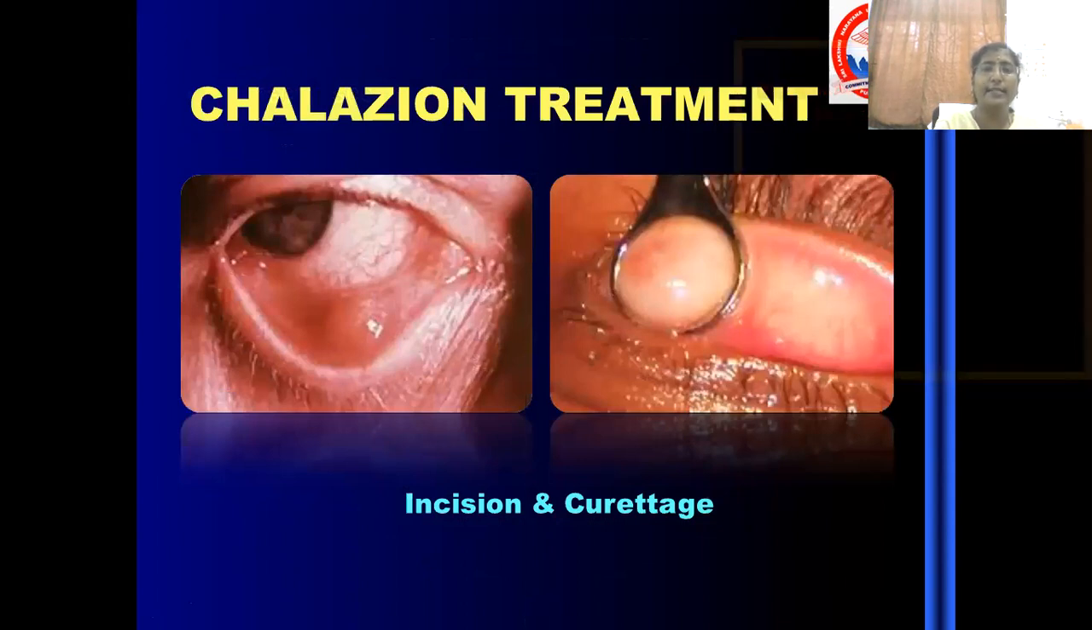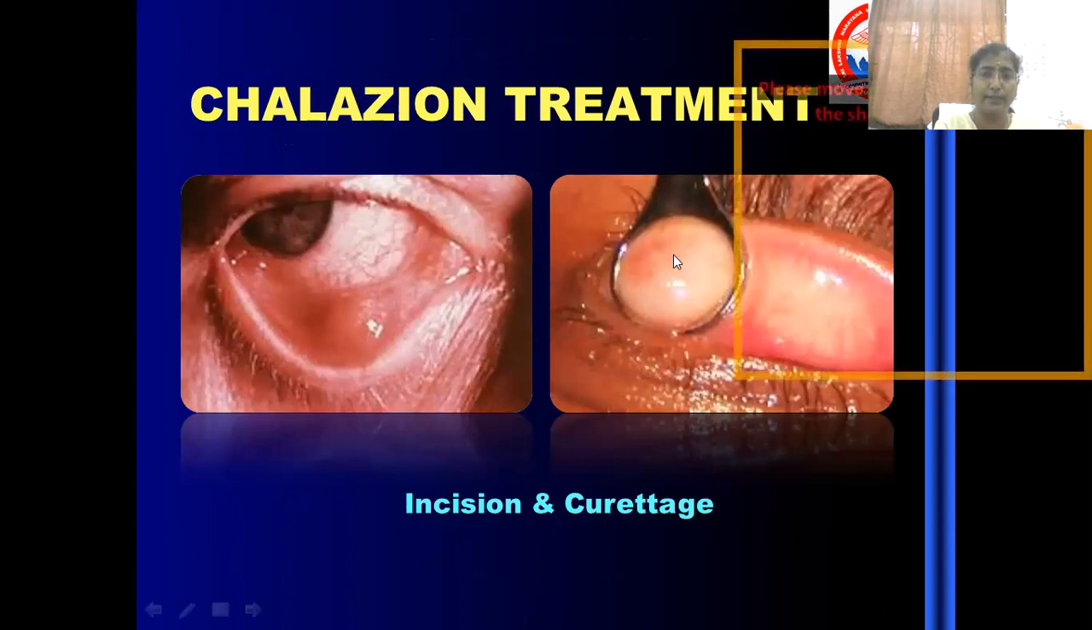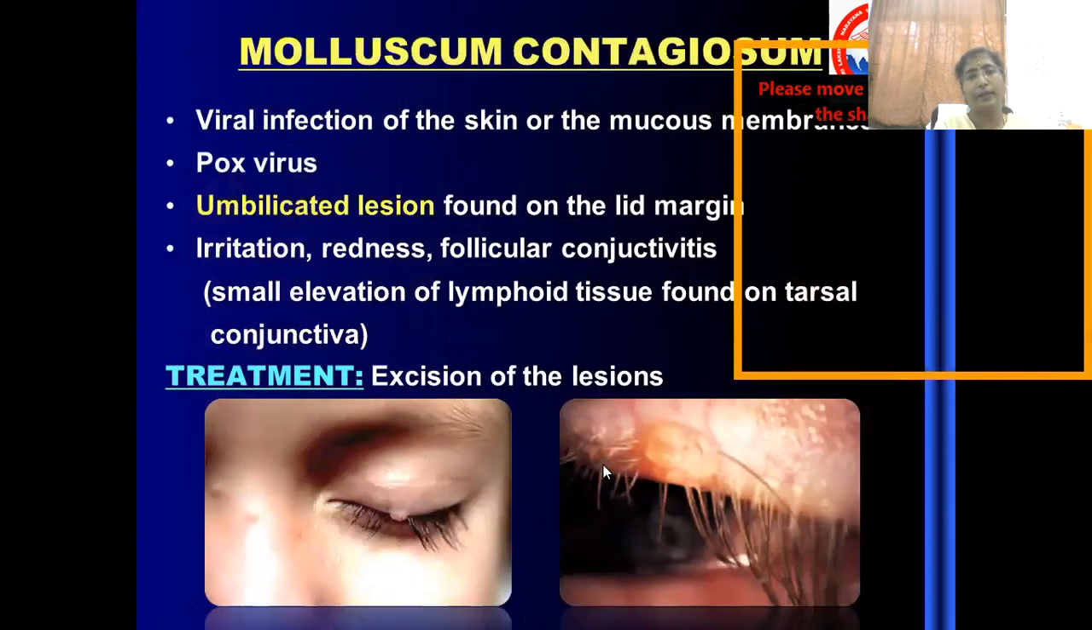So this is chalazion treatment. Usually it is done under aseptic conditions. We put the chalazion clamp over the conjunctival side and make an incision vertically, not horizontally, because horizontal would cut most of the glands. So we put the incision vertically and then pull out all the contents.